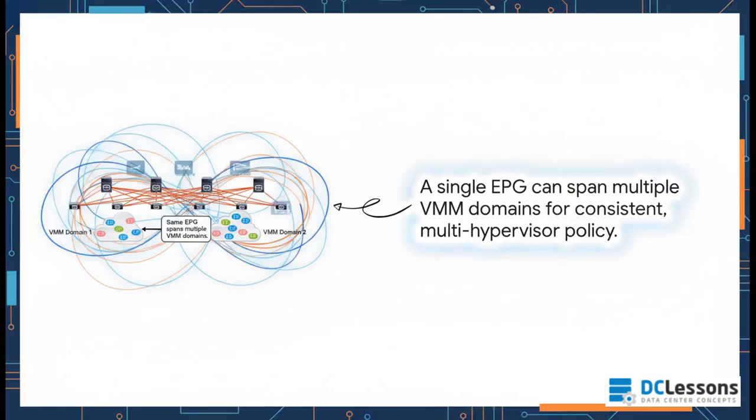And here's where it gets really powerful. Because an EPG is just a logical container for policy, it's not tied to any one place. Look at this. You can have one web-tier EPG with all its security rules and stretch it across two completely different VMM domains. Maybe one is your production VMware cluster and the other is a Microsoft Hyper-V environment. It doesn't matter. The policy is consistent everywhere.